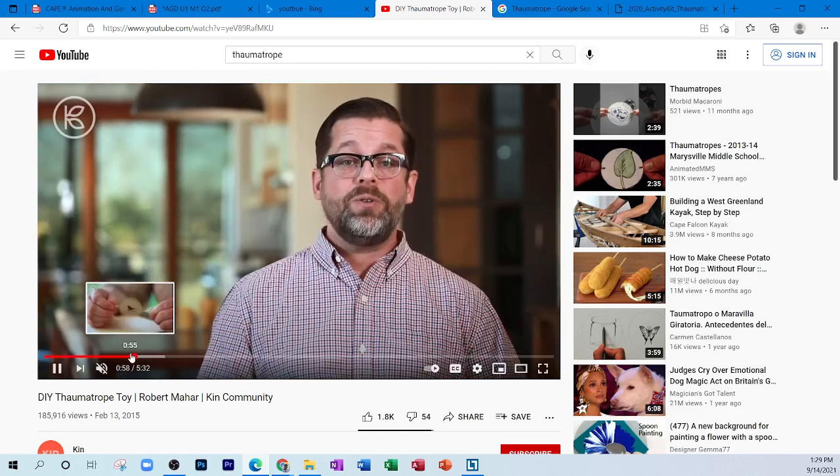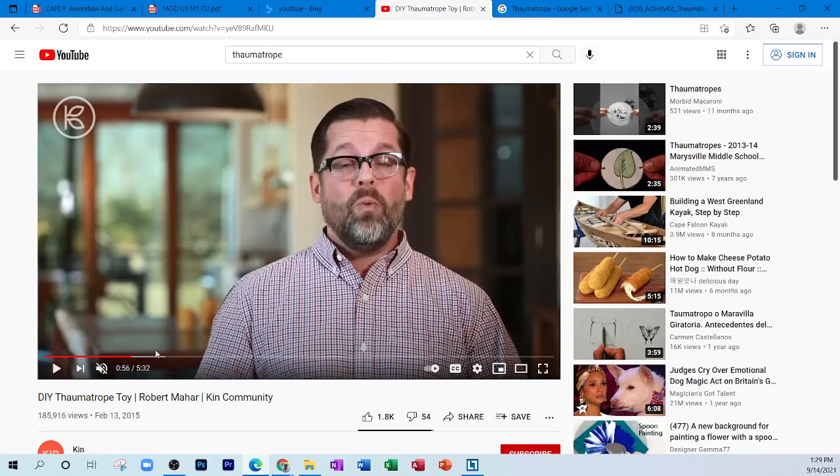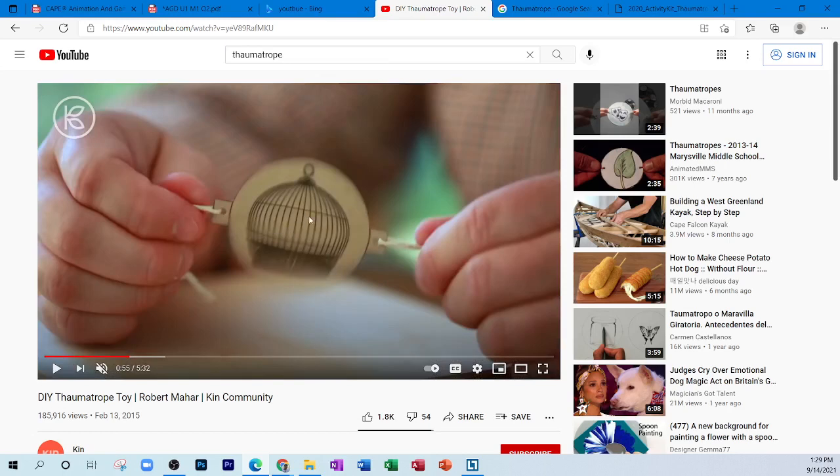So notice there, it's two images on the cardboard, and as you twirl back and forth, it's giving you the illusion of one image. So that's the thaumatrope there.